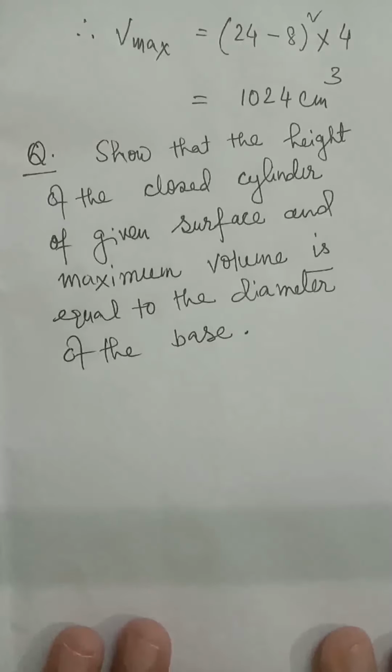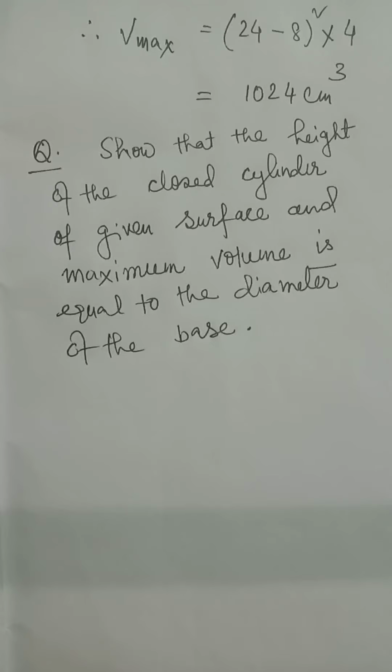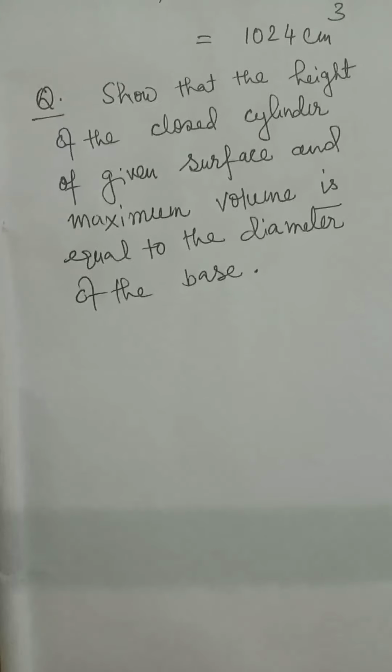Our next question is from the NCERT book. It's a very important question. Actually, all questions are important. All the word problems given in the NCERT book are very, very important for the exam. Show that the height of the closed cylinder of given surface and maximum volume is equal to the diameter of the base. You have to read the question carefully.